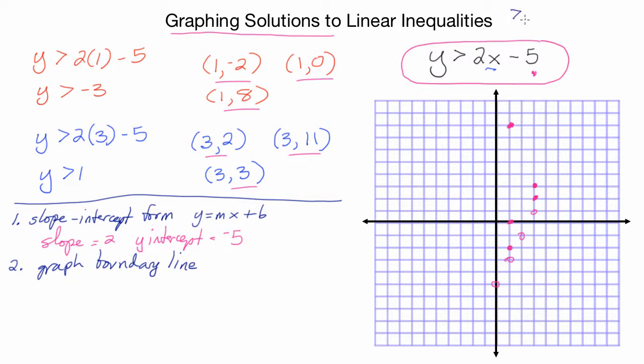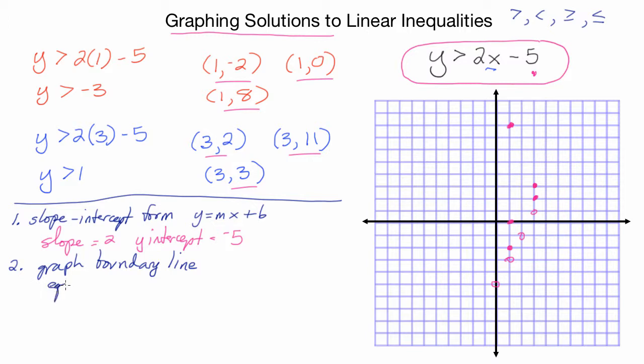Remember our 4 types of inequalities: greater than, less than, greater than or equal to, or less than or equal to. Well, this one is just greater than, but not equal to. So I have to take that into account when I'm graphing my boundary line. So let's think back a little bit.